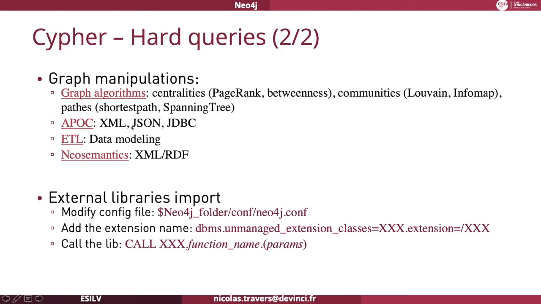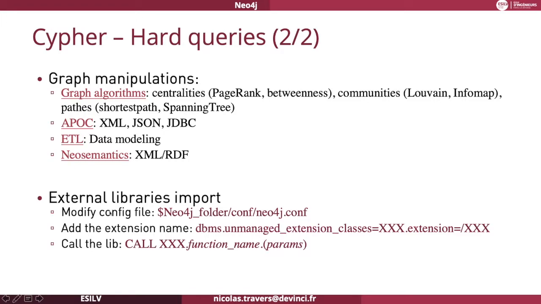You have APOC, which can integrate directly XML or JSON or JDBC connections, that can integrate different kinds of data. You have ETL, which helps to make some kind of data modeling directly on your relational database. Or if you have an XML RDF format, you have a semantic web database, you can use Neo4j, which transforms your RDF database directly into a directed graph.